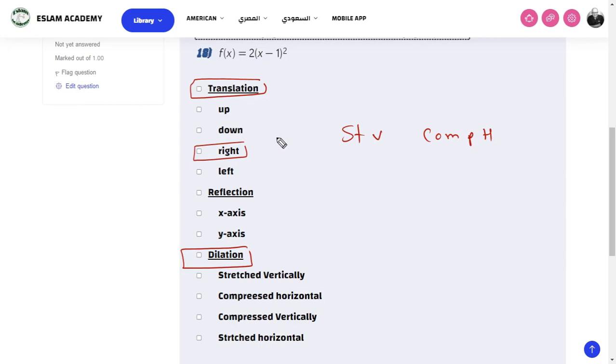2 is outside the bracket, so we just look at the vertical part, which is stretched vertically. So we have a translation 1 unit to the right and a dilation with the scale factor 2 by stretching vertically.